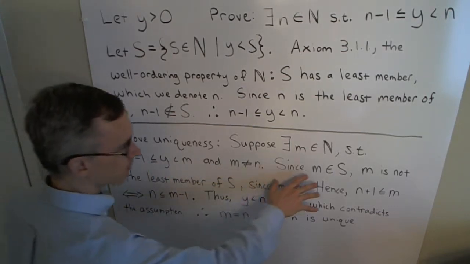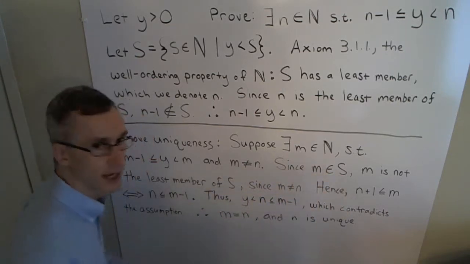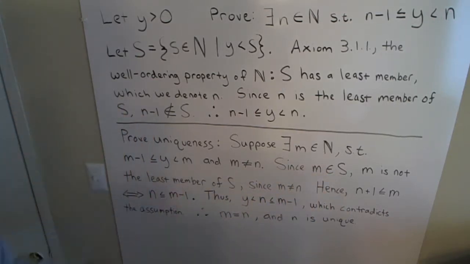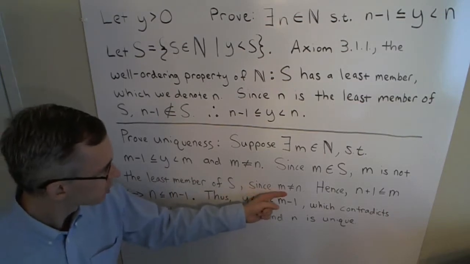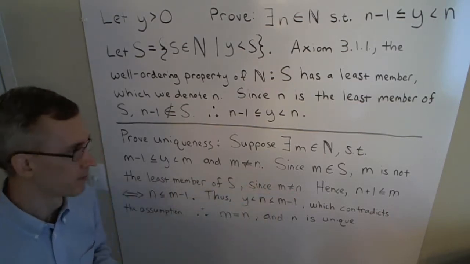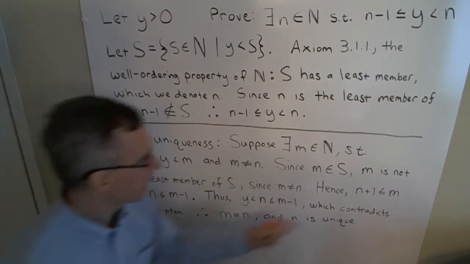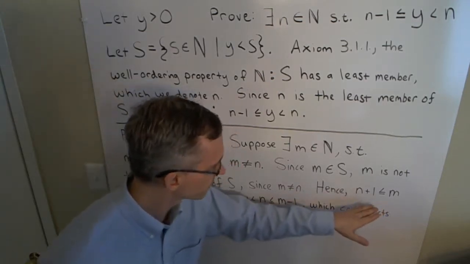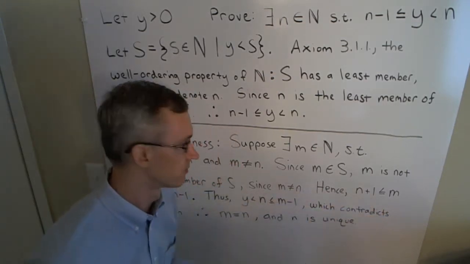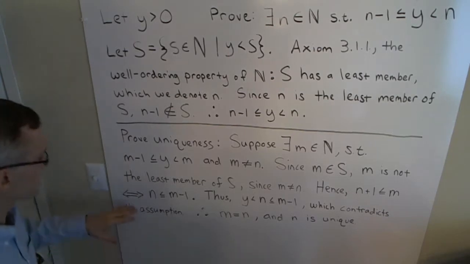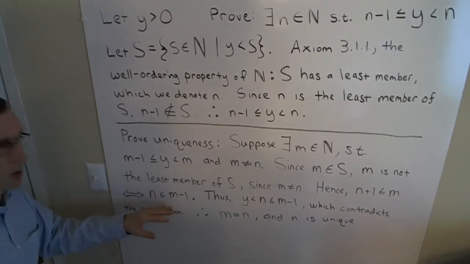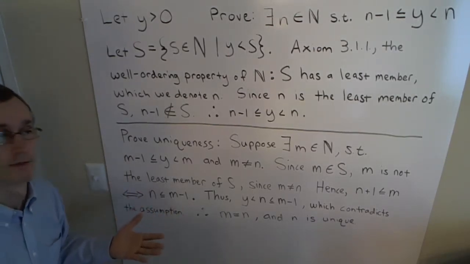Now, since m is in set S, m is not the least member because we've assumed that m is different than n. Hence, m has to be at least as big as n plus 1, which is the same as saying that m minus 1 is at least as big as n.